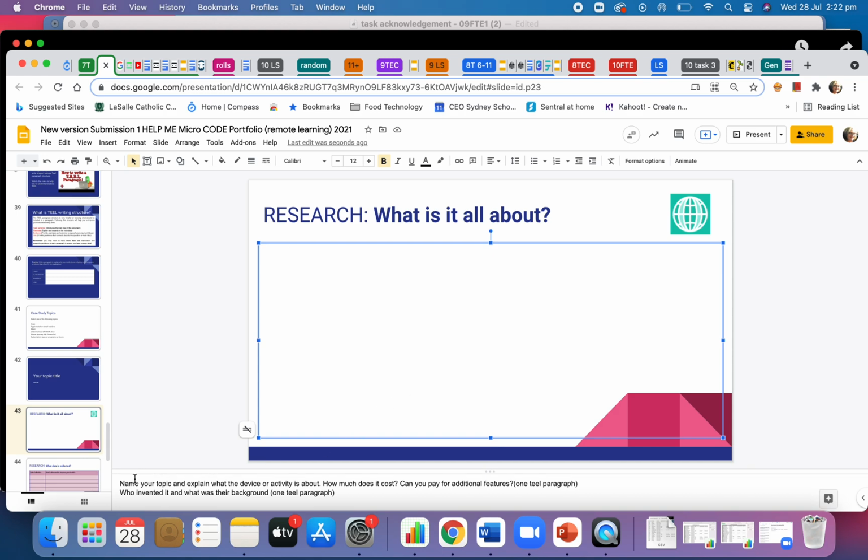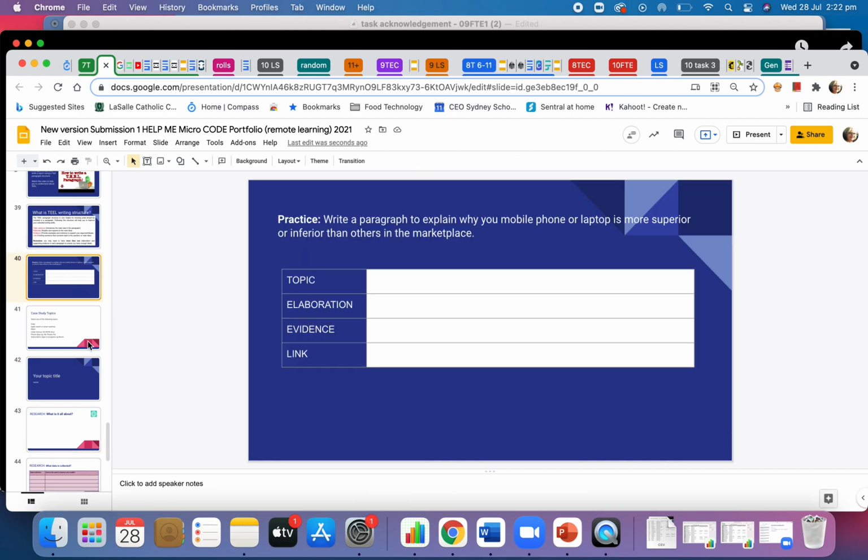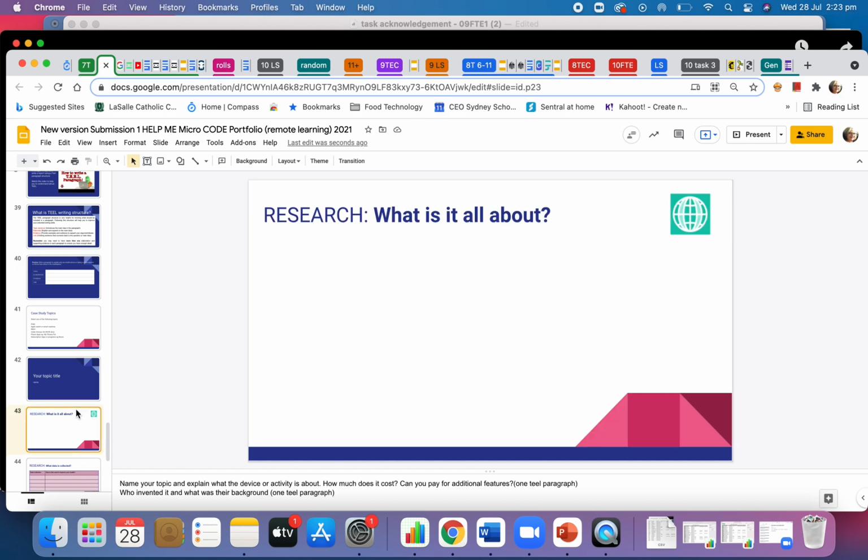Now down at the bottom of the page, it says name your topic and explain what the device or activity is about. How much does it cost? Can you pay for additional features? One TEEL paragraph. All right, so this is the part where you might have that elaboration and explanation covered a couple of times. So this elaboration and evidence, because you've been asked for a few things.